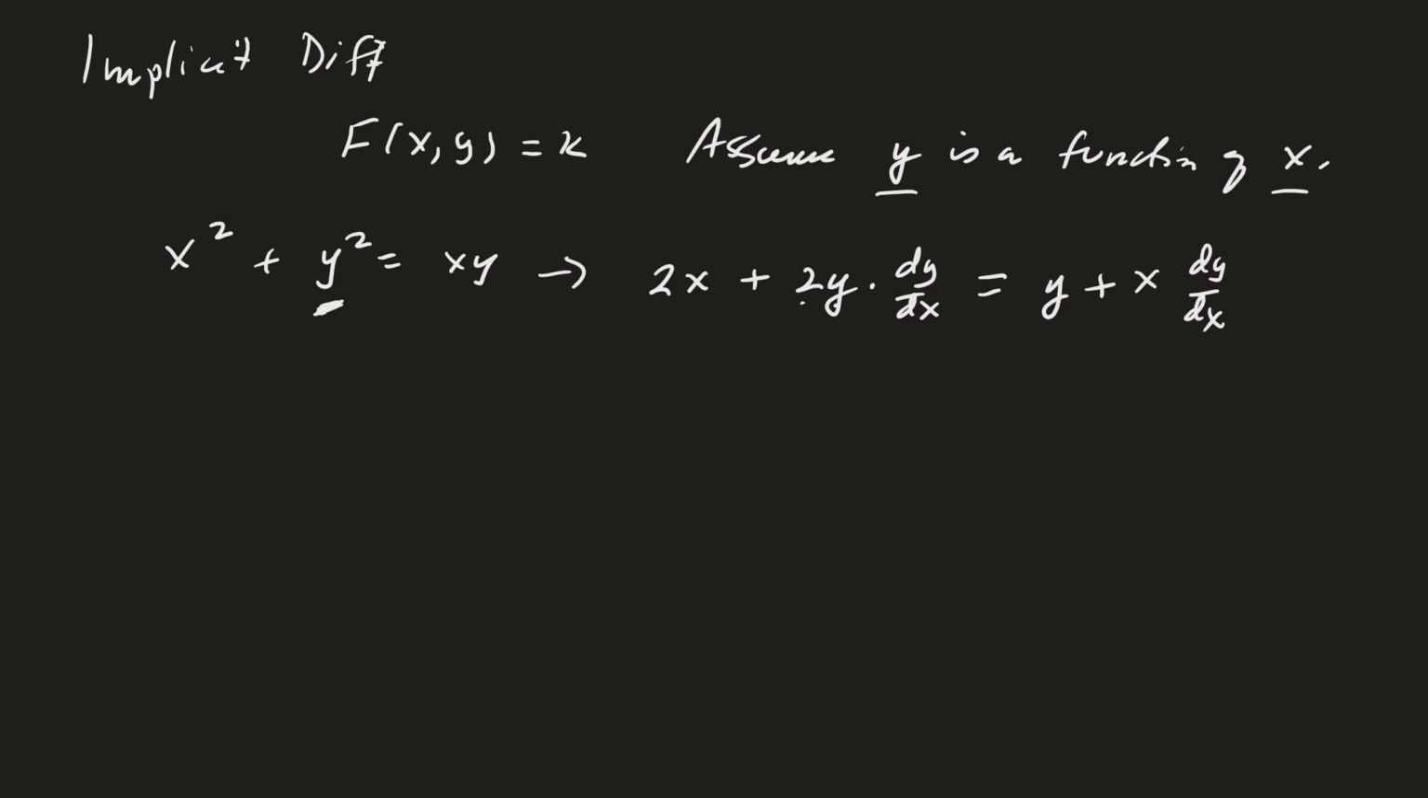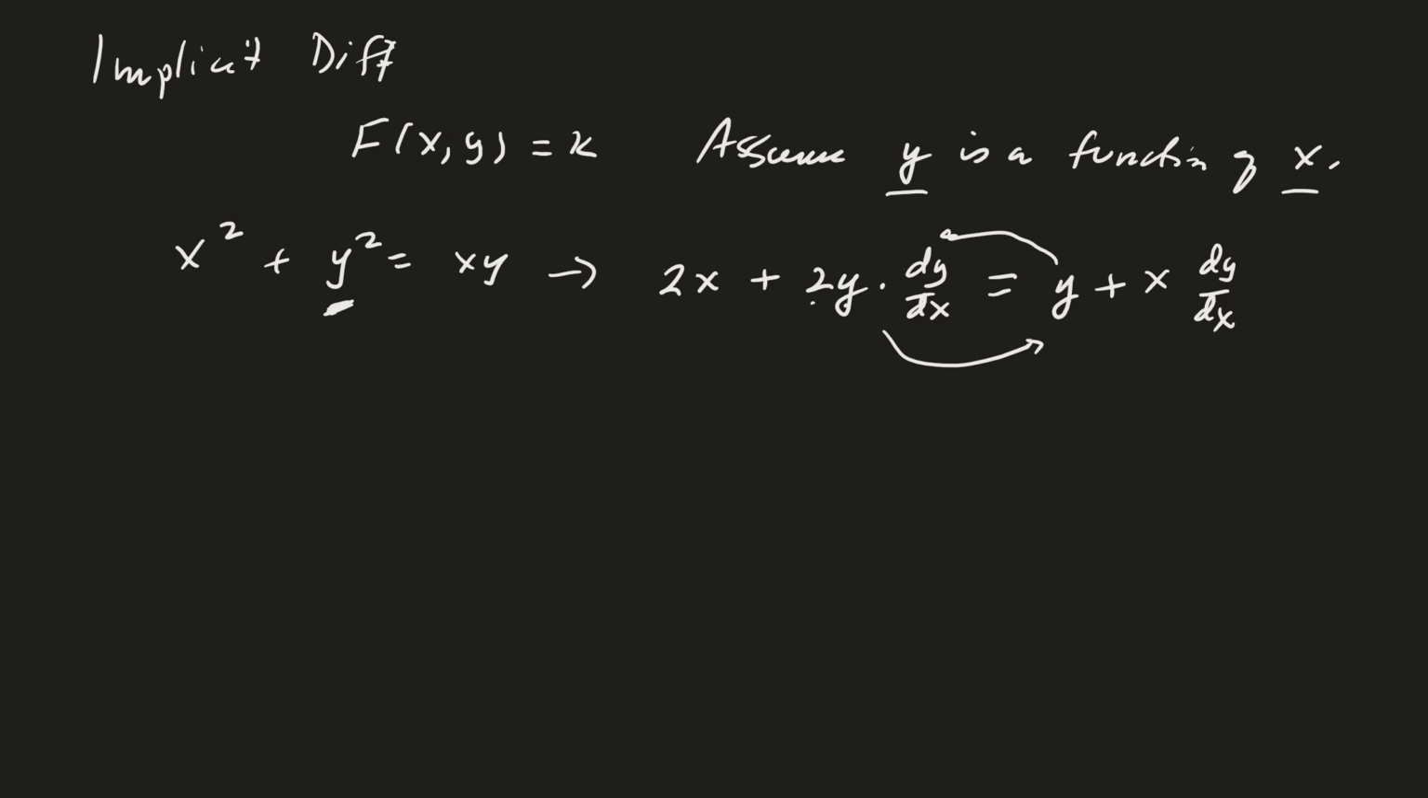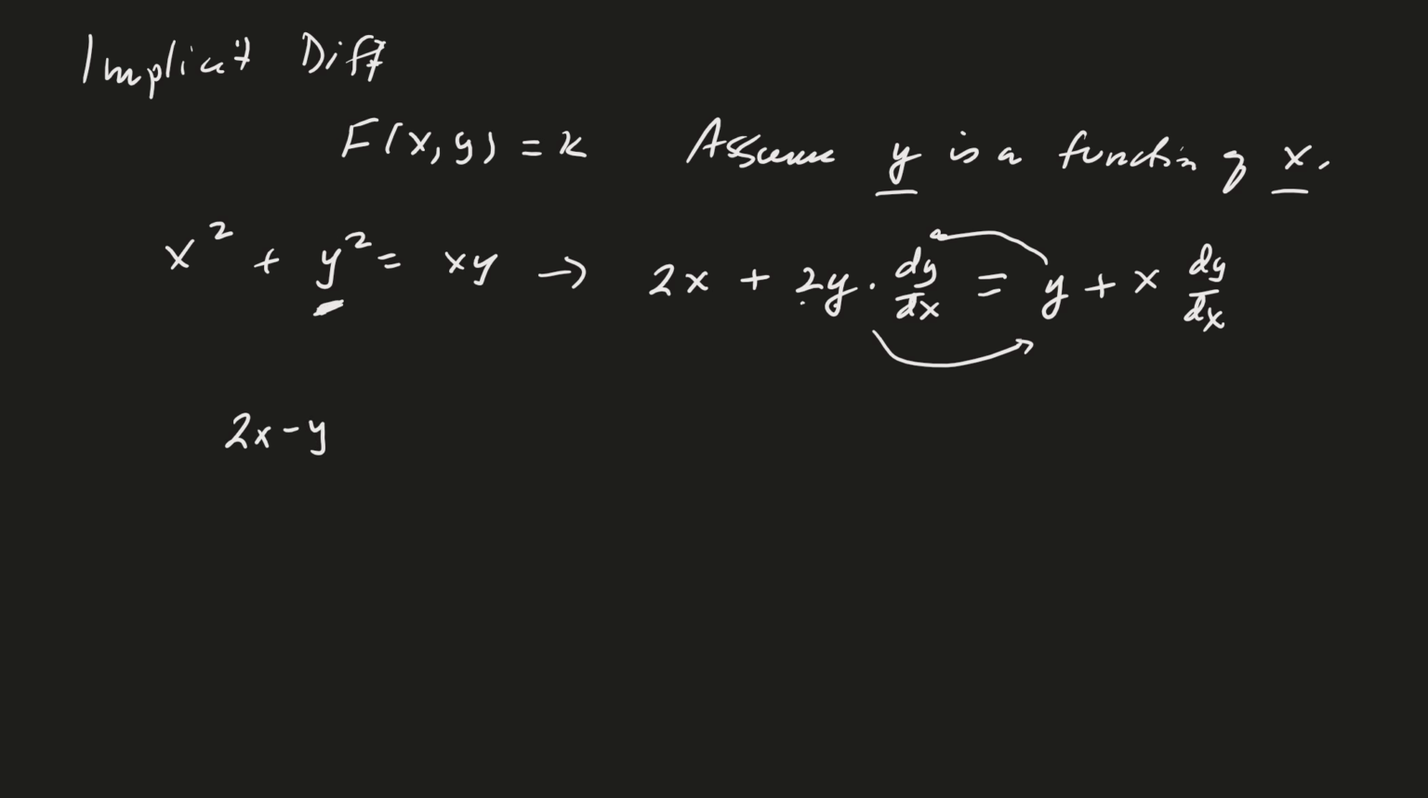Okay, and so now I'll bring this over to this side, this over to this side, and we'll get 2x minus y is equal to, I'm going to factor out my dy over dx. It's going to be x minus 2y, it looks like, huh? And so we can write dy over dx as 2x minus y over x minus 2y.